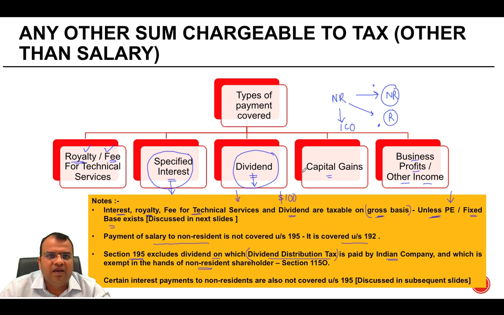Like I said, if it is exempt, then it is not a sum chargeable to tax, and therefore there will be no withholding tax under section 195. Again, certain interest payments to non-residents are also not covered under section 195. This we have already discussed in the preceding slide.